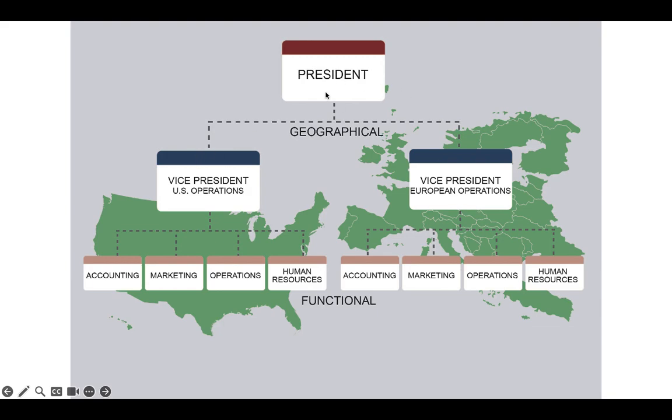Over here, we're looking at a large company that has operations in the United States and in Europe, so 2 different geographic regions. Make sure that yours shows 3 different geographic regions. If you look underneath, each one has 4 dedicated functional departments that report to each of these 2. So we have accounting, marketing, operations, and HR that report directly to the vice president of U.S. operations, and the same for European operations. Okay, that's geographic segmentation.